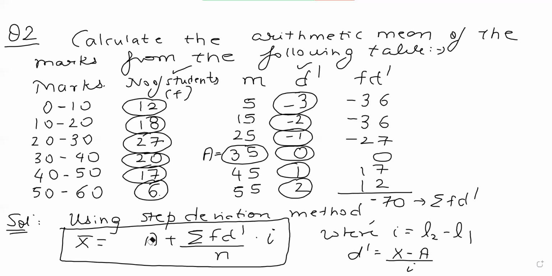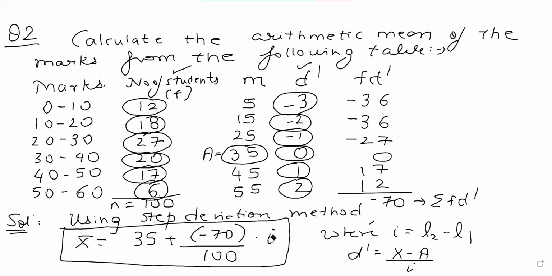Now I can plug in all the values. What is my assumed mean? 35. What is my summation FD dash? Minus 70. What is my N? My N is the sum of all frequencies. Add them up. So 12 plus 18 plus 27 plus 20 plus 17 plus 6. N is 100, sum of all frequencies. So I can erase this. I can write N is 100.